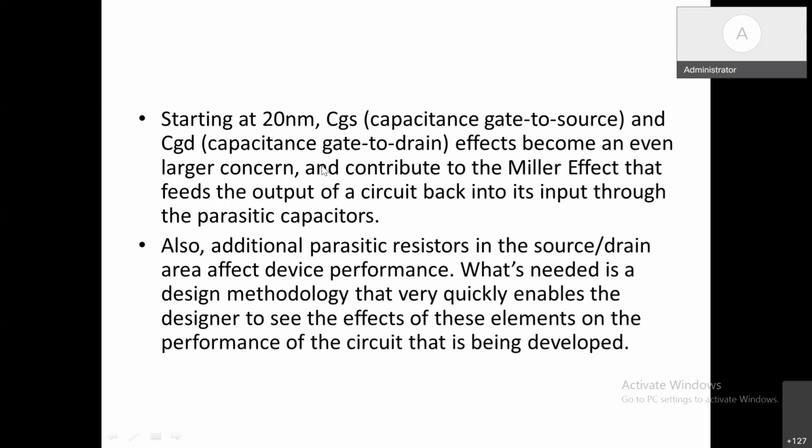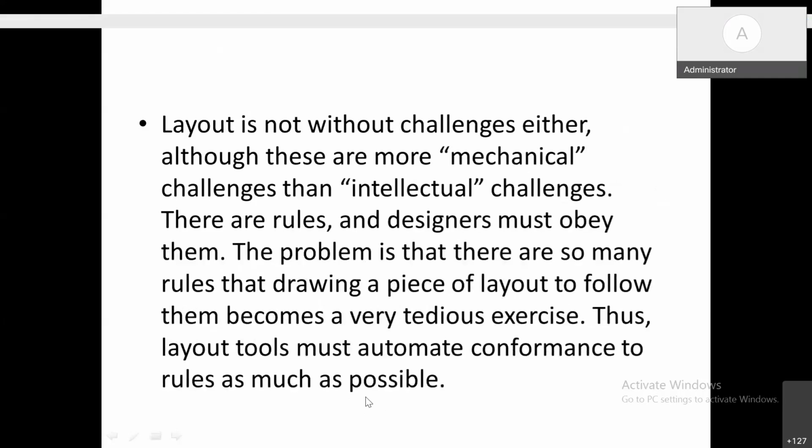So that is the effect we are trying to talk about. CGS is the capacitance from gate to source, CGD the capacitance from gate to drain. They will become larger, and it will include a Miller effect, and you may see performance degradation because of this. And the parasitic resistance in the source drain area may increase. As I already told you, an increase in resistance may decrease the current flow. So that is again a challenge which we have to take care of.